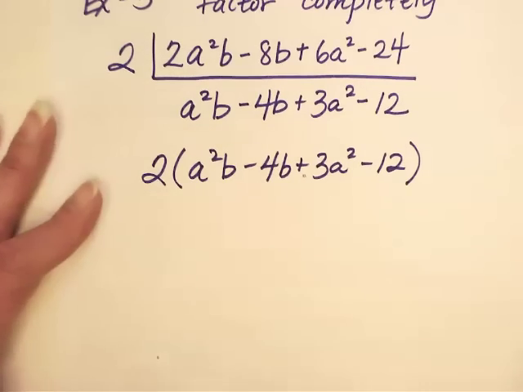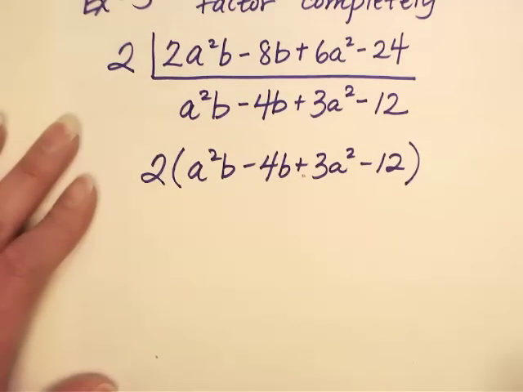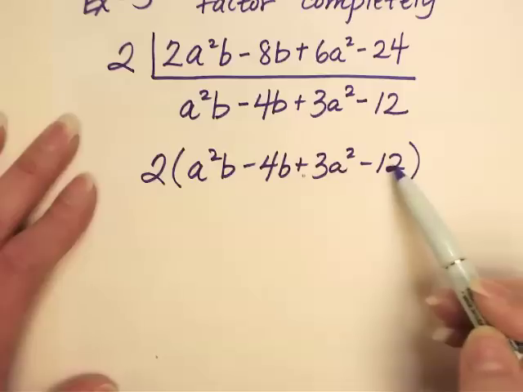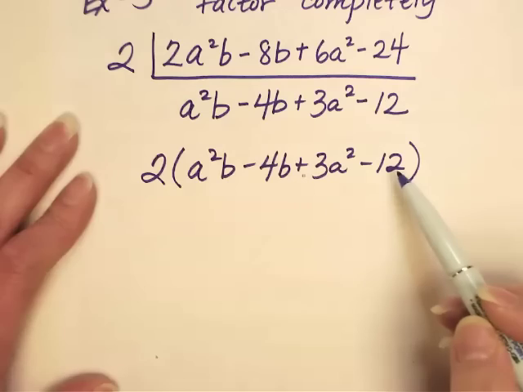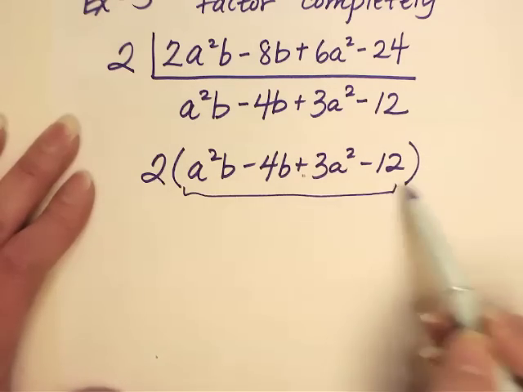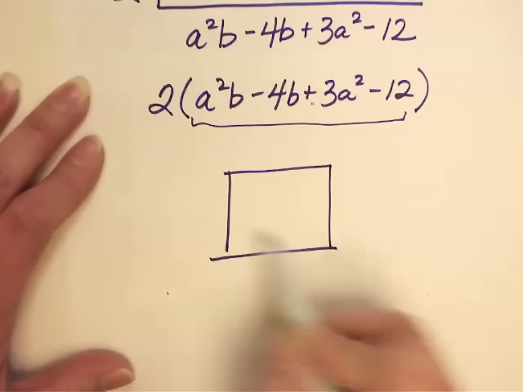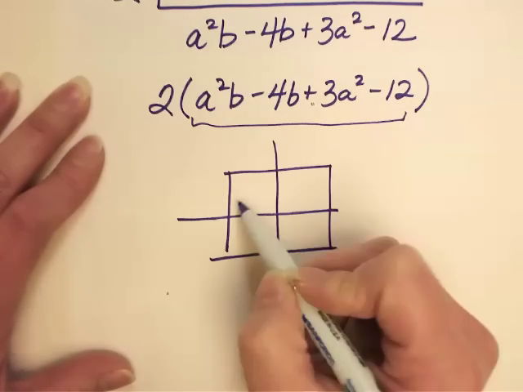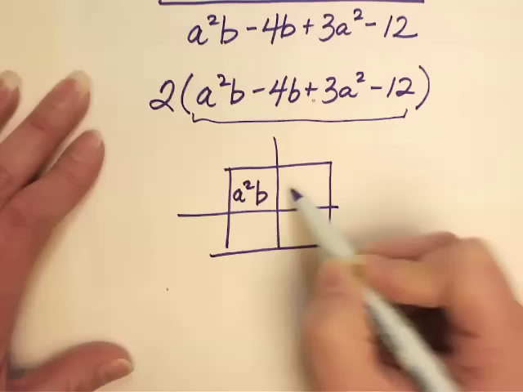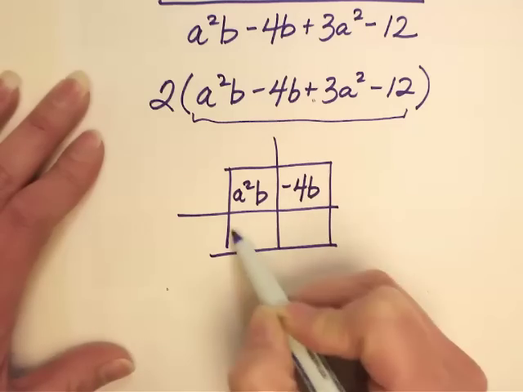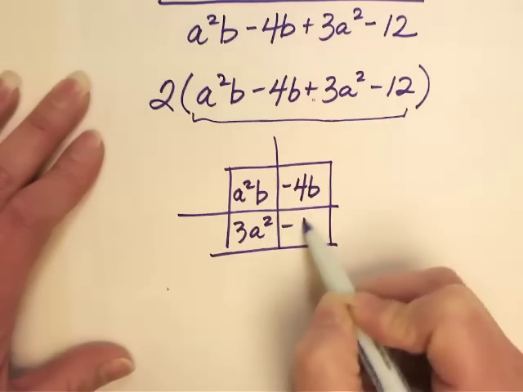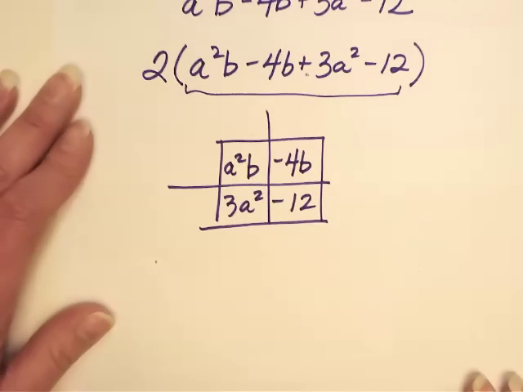Now, according to my flowchart, I'm going to count my terms. 1, 2, 3, 4 terms are remaining. Okay? So if I have 4 terms, I'm going to jump down to where it says grouping, because that's the only way I can do it when I have 4 terms. So I'm going to go ahead and put these 4 terms in a box. I've got a squared b, negative 4b, 3a squared, and a negative 12. So I'm going to start factoring.